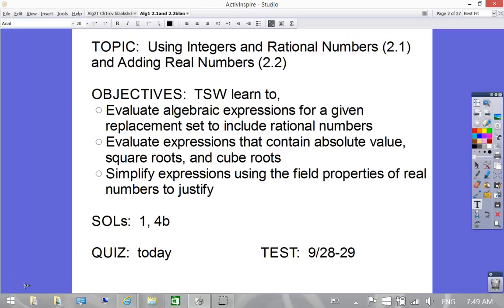Okay. So the lesson today, we jump to chapter 2. It's two different sections: using integers and rational numbers, and adding real numbers. That's good, isn't it? And these are definitely in support of an SOL. You can see when our quiz is today. We're going to have another quiz before the test. There's way too much time in between now and the test. And the test should be for us on the 28th. It's like a week from Monday.